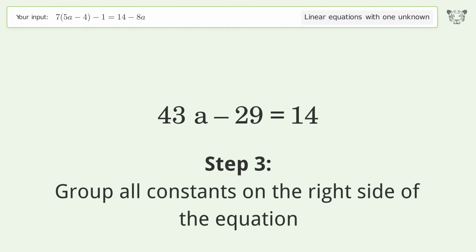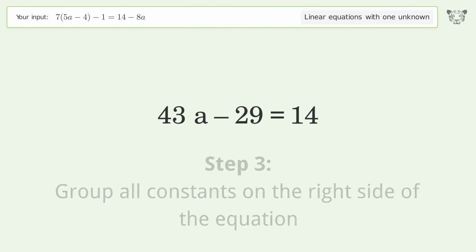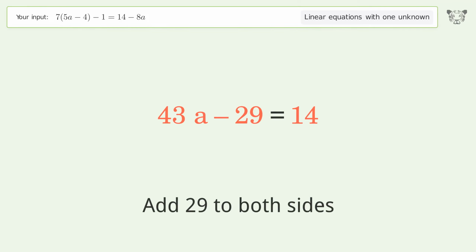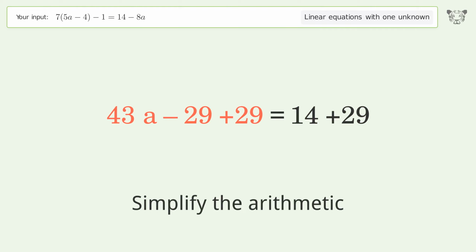Group all constants on the right side of the equation. Add 29 to both sides. Simplify the arithmetic.